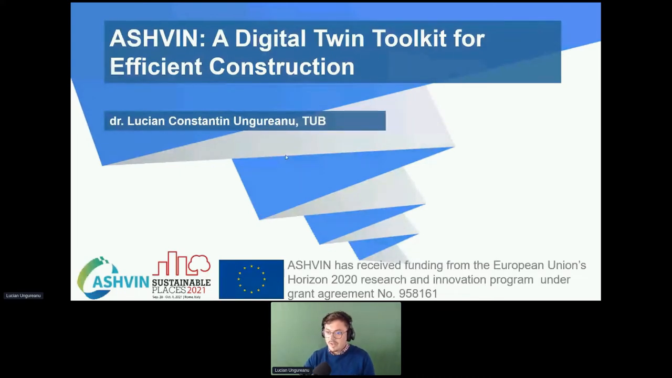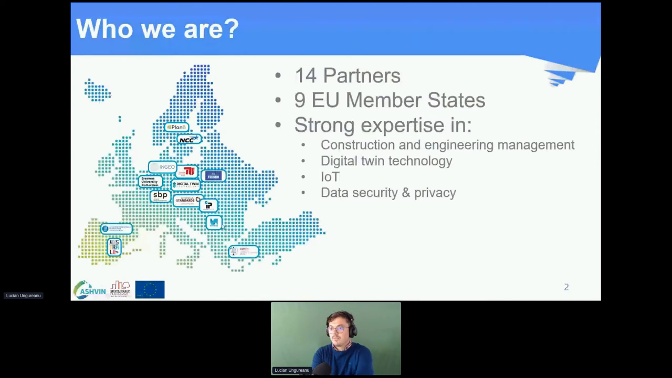So within the ASHVIN project, we are 14 partners from 9 EU member states, ranging from Greece, Serbia, Croatia, Austria, Spain, Germany, Netherlands, Poland, and Sweden. There's a mix of academic, industry, standardization bodies, technology providers that bring to the table a strong expertise in construction management and engineering, digital twin technology, IoT, data security, and privacy.